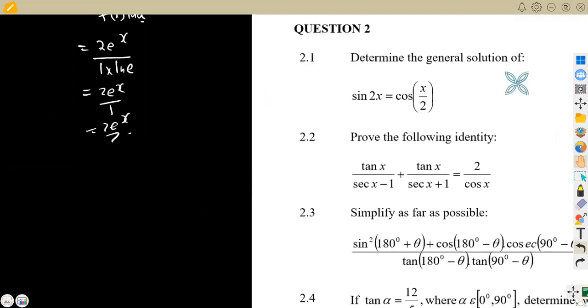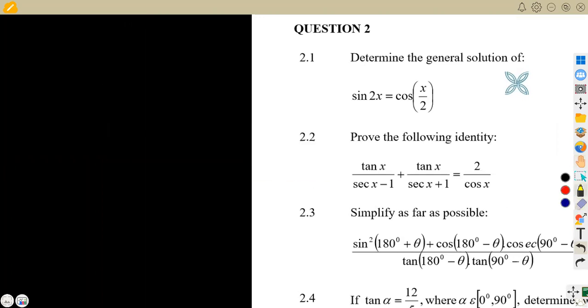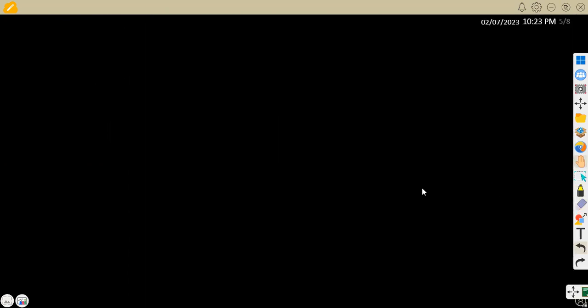Okay, guys, on this one we are supposed to be very careful to work out each and every stage properly. We are given that the sine of 2x is equivalent to the cos of x over 2. These two are not the same in terms of the trig. This is sine, this is cos. Yes, they are equal in terms of the values that you're going to have.